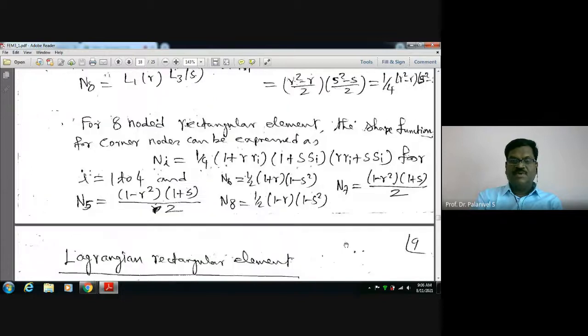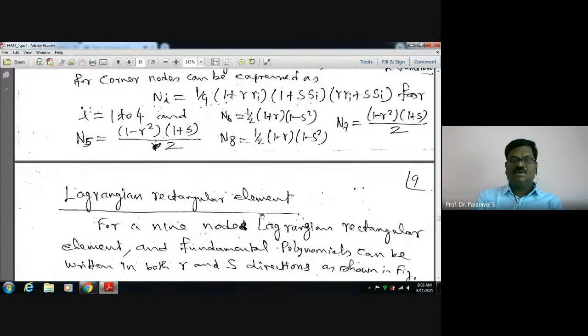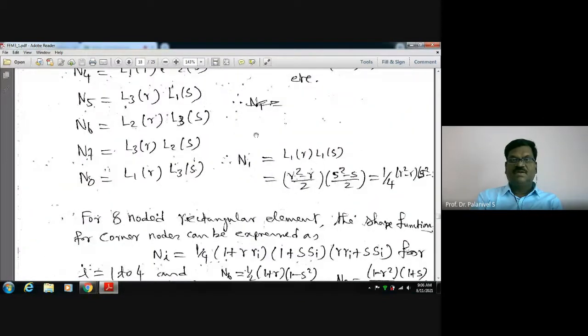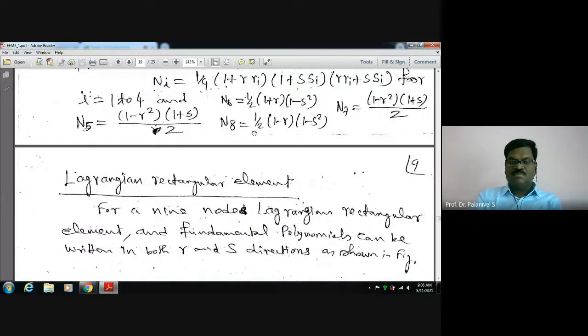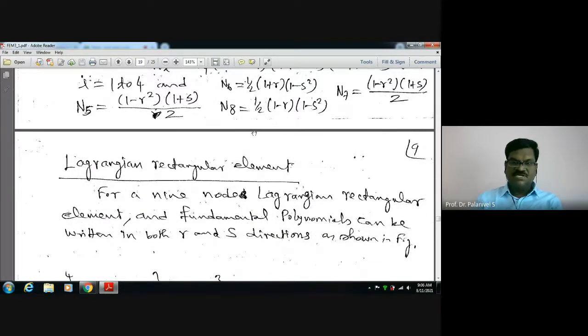Today I am going to tell you about the Lagrangian rectangular element. This is the ordinary 4-nodal rectangular element, and the 8-nodal rectangular element we have seen. Today we are going to see the Lagrangian rectangular element. What is the Lagrangian element? Please recall. A Lagrangian element is nothing but, in addition to the corner and edge nodes, it has interior nodes in line with the edge nodes. We call it a Lagrangian rectangular element.